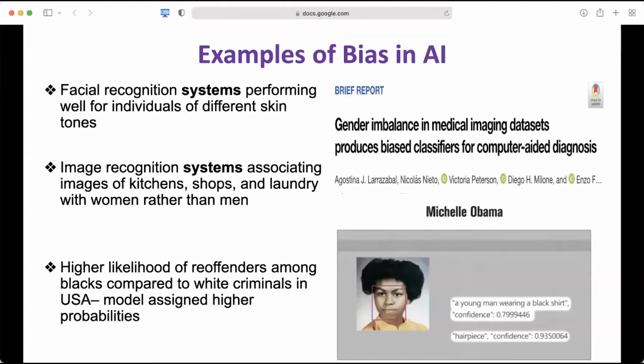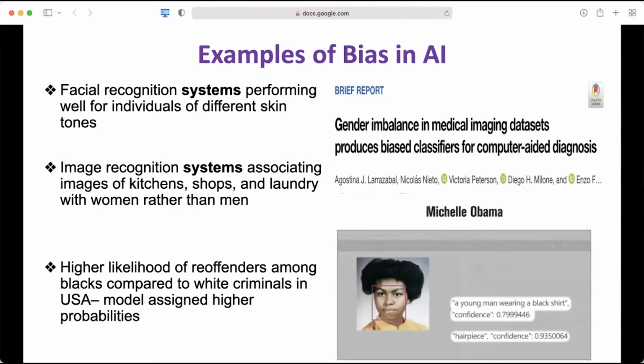So there are several examples of bias in AI. We've seen facial recognition systems that perform better for different skin tones. We've seen certain images being associated with certain stereotypes. If it's a female, you'll see that the suggestive websites show kitchens or shops or laundry, because that is what is associated with particular female images. And because of this, definitely there's a bias in how the results come up from these interpretations.